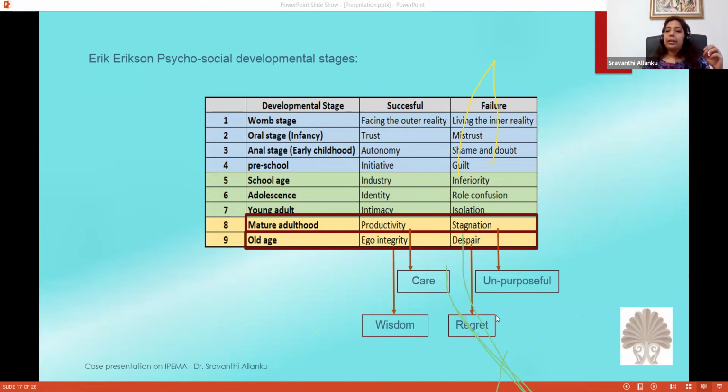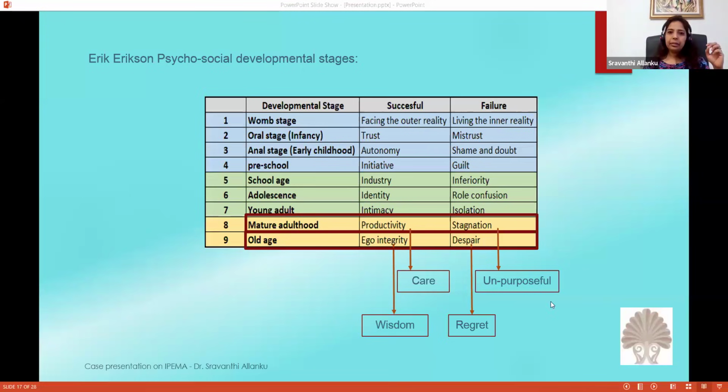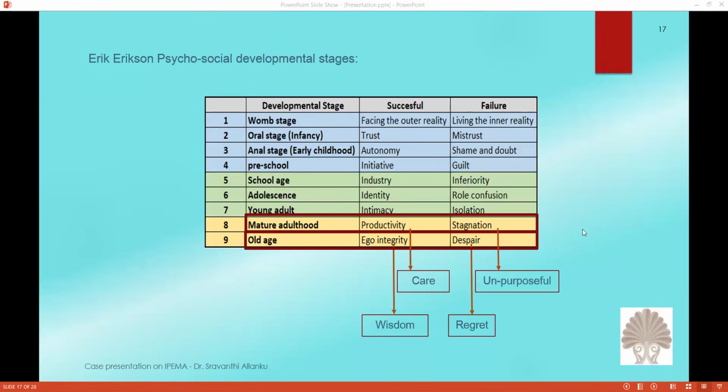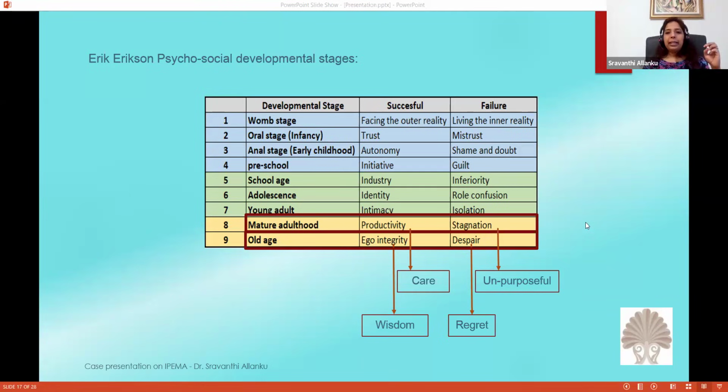There was regret, but hello, Dr. Shravanthi, just a minute. Sorry to disturb you. You just stop sharing and share again because there is some scribbling on the screen. So the scribbling will go. Okay, ma'am. Can you see it, ma'am? Yes, perfect now. Sorry for the disturbance, but now you can continue. No problem.